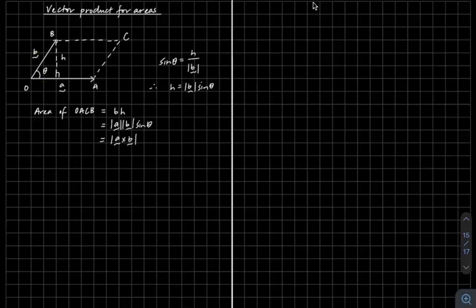We can extend that just a little bit further and say, well, if we wanted the area of triangle OAB, it's simply half the area of the parallelogram, isn't it? So it follows that the area of triangle OAB is going to be a half of the magnitude of the cross product, simply because it's half of the area of the parallelogram.